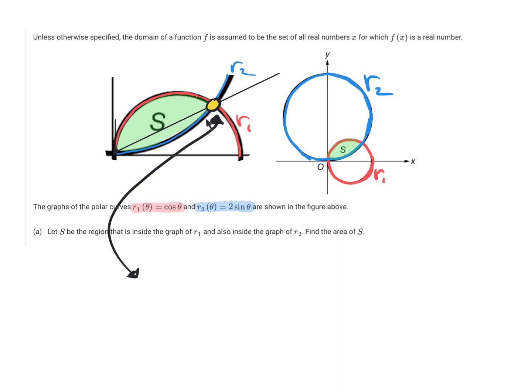When do these graphs equal each other? This was a calculator problem, so we use a calculator to find out that it's when theta is about 0.464 radians. All right, we can now set up our area.